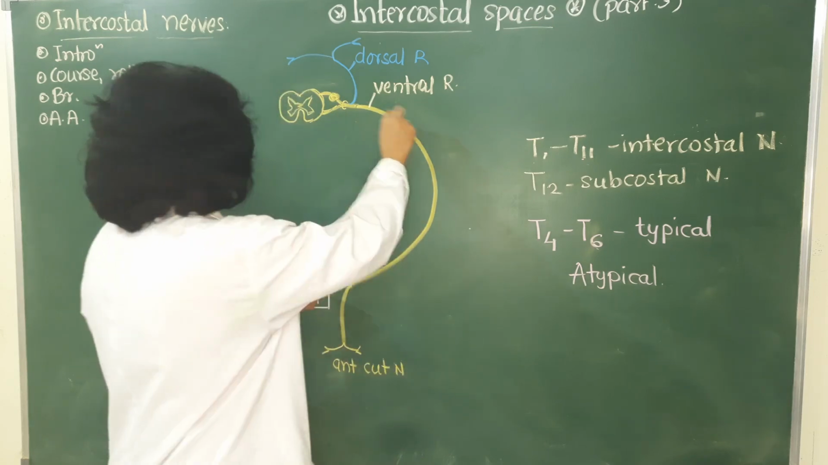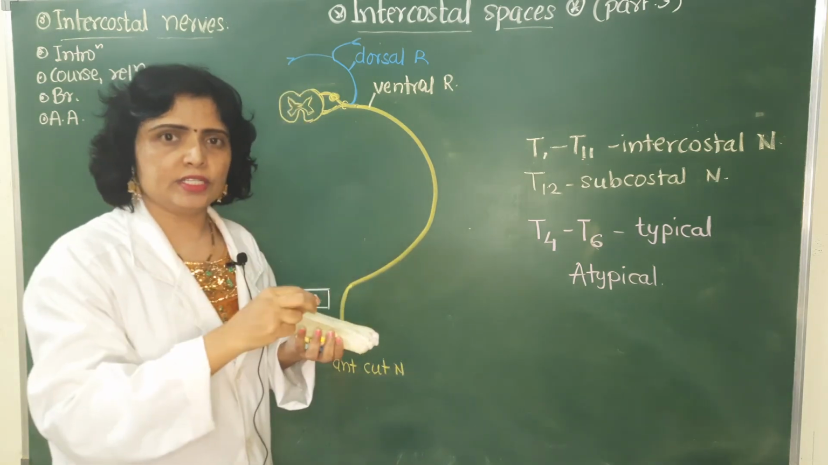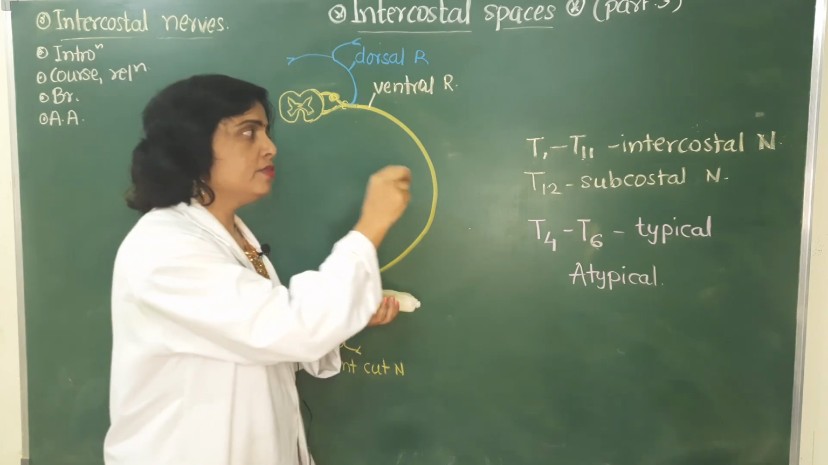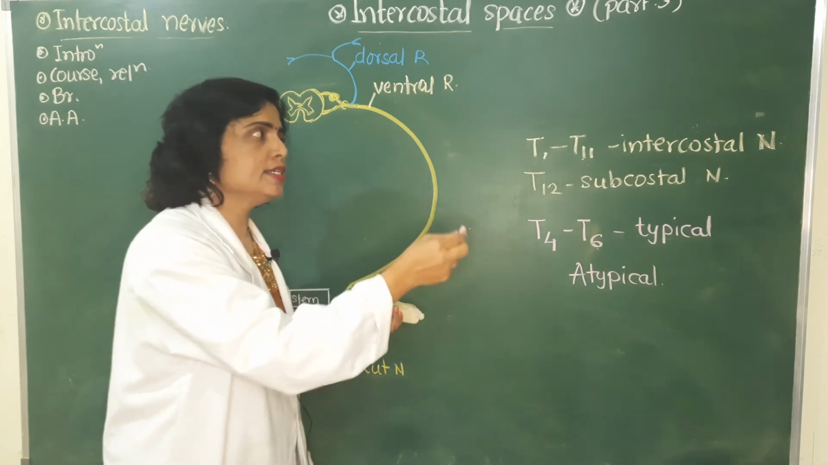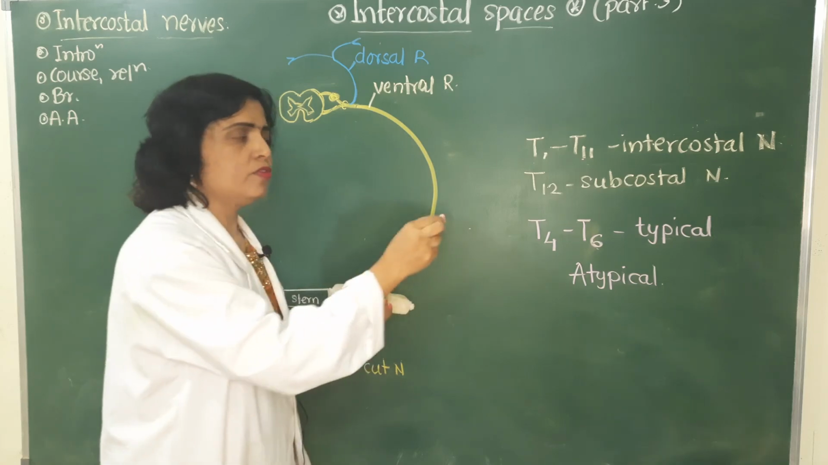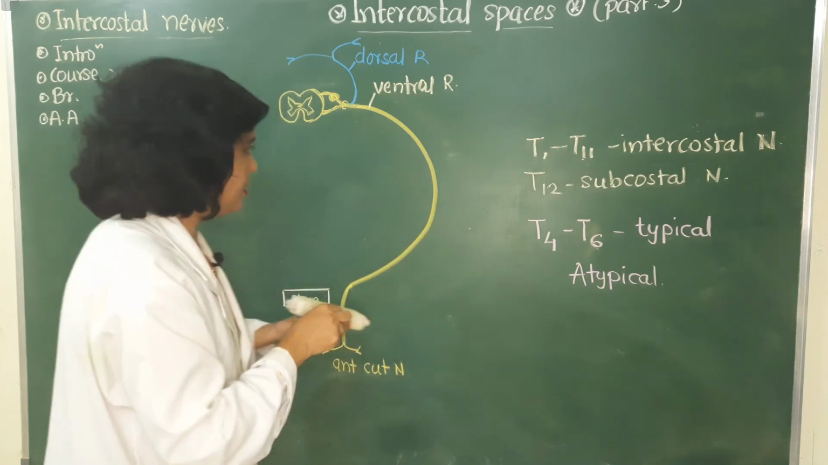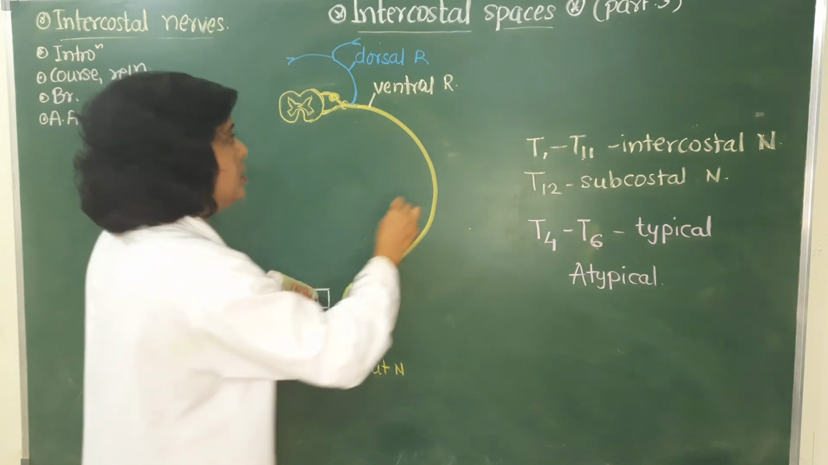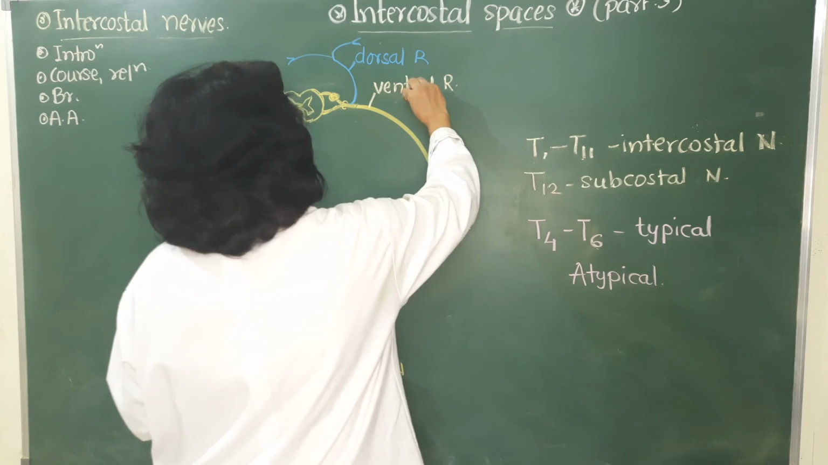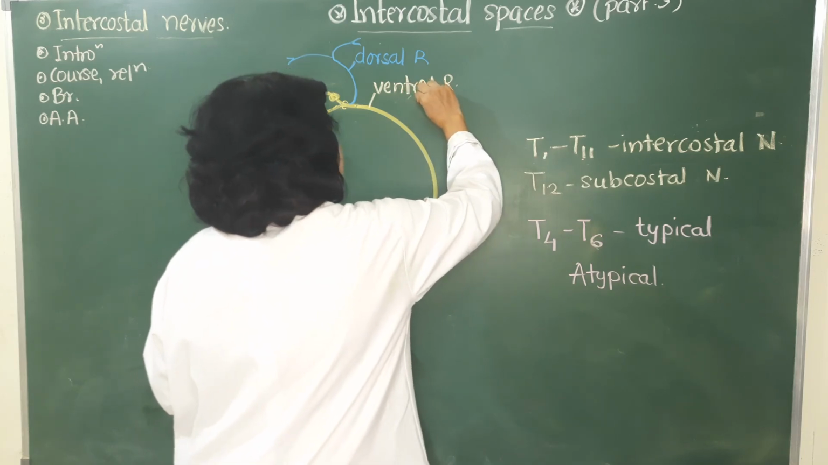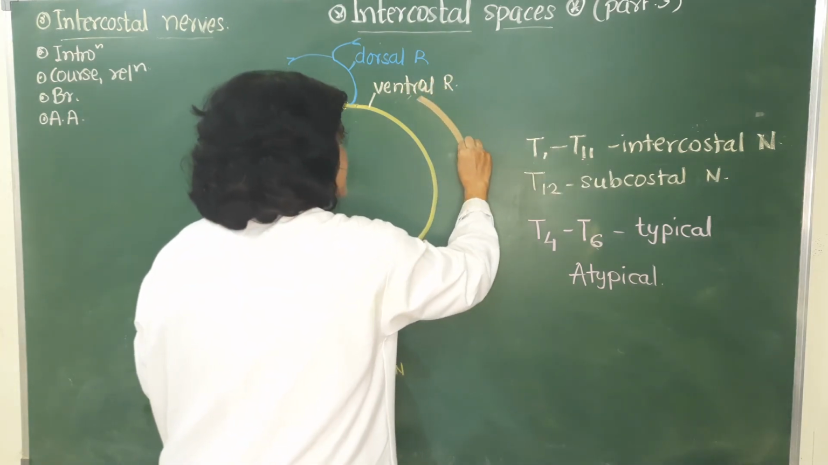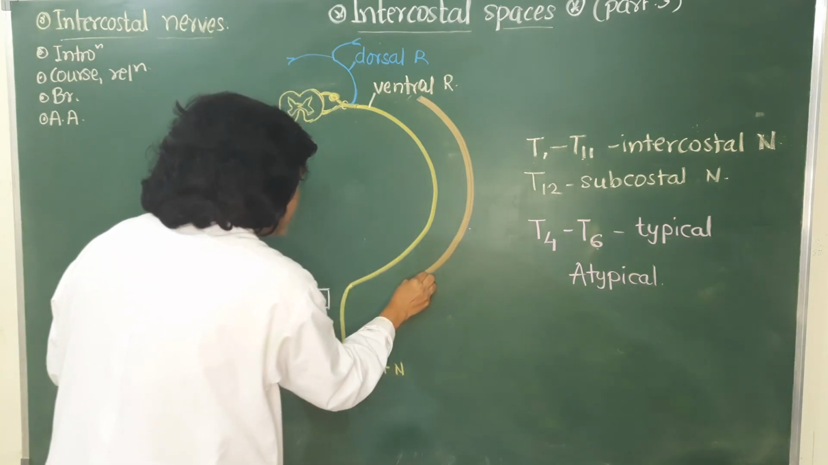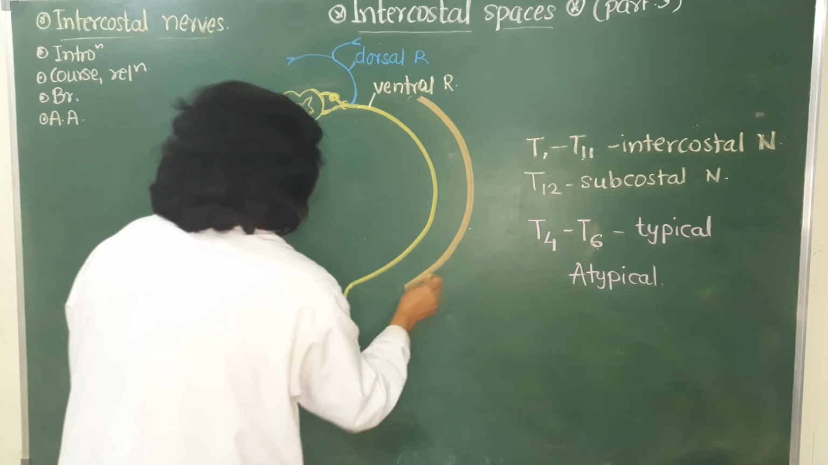Okay, now we will see the next, course and relations of this intercostal nerve. So in the introduction you will say ventral rami of T1 to T11 spinal nerves are called the intercostal nerves. Typical are T4 to T6, remaining are atypical. Now we will draw here the 3 layers of the muscles present in the intercostal space. Here suppose is the outermost muscle. Okay, this is the outermost muscle. So this is the external intercostal.